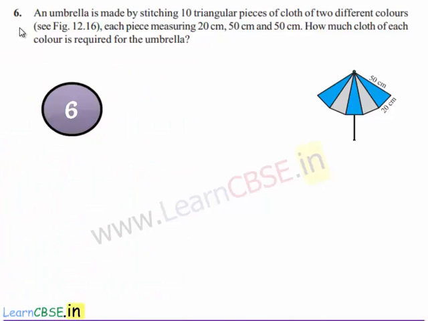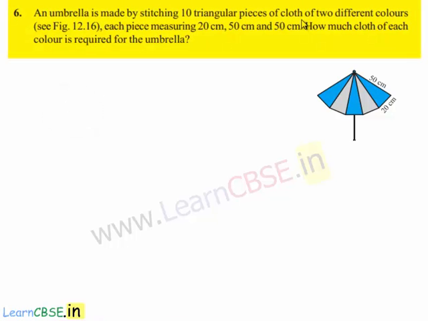Now let us move on to the 6th question. An umbrella is made by stitching 10 triangular pieces of cloth of 2 different colors as shown in the figure, each piece measuring 20 centimeters, 50 centimeters and 50 centimeters. How much cloth of each color is required for the umbrella? So let's move on to the solution.